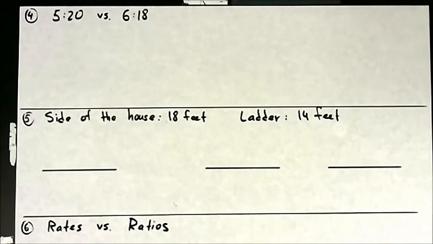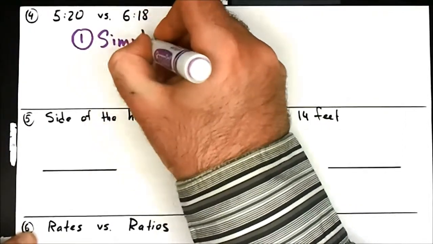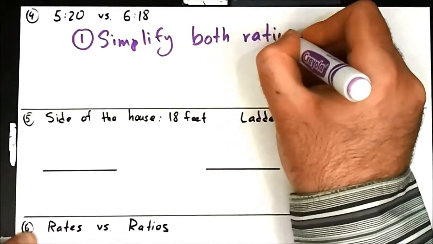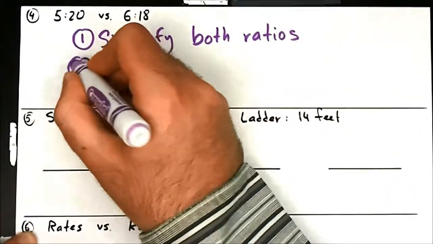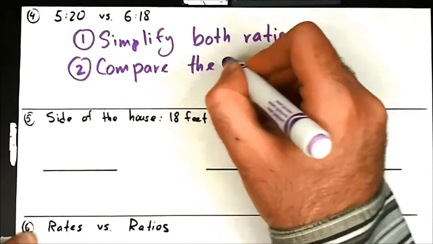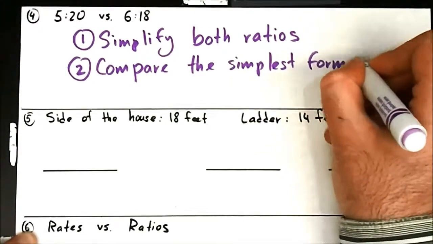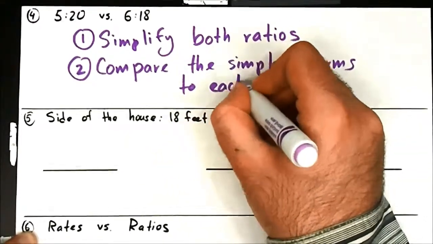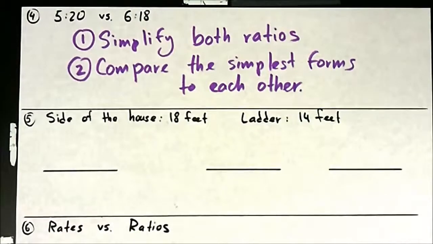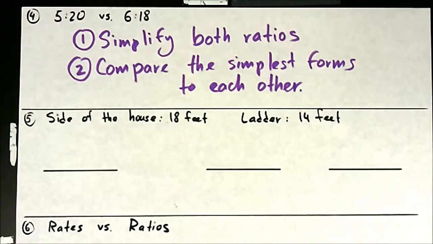Well, what I would do, I would first simplify both ratios. Number 2, I would compare the simplest forms to each other. And in this case, when I do that, I'll find out that the simplest forms are not the same. Thus, they're not equivalent. You could have written something else here, but this works. Questions?